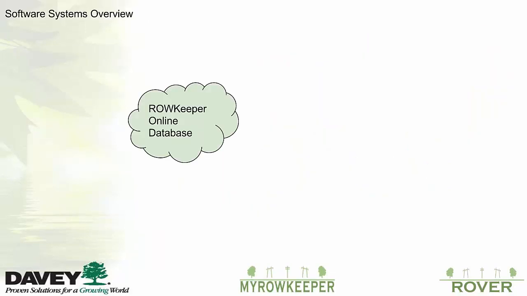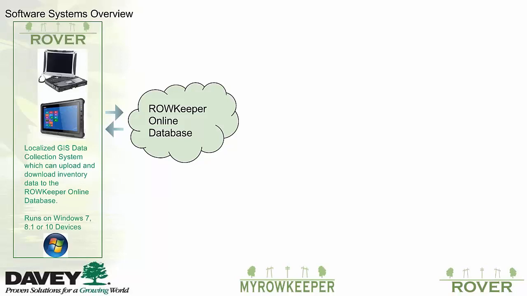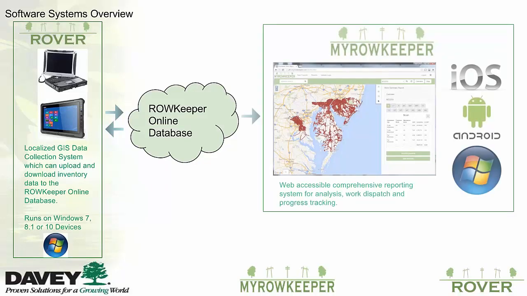So, as far as Davie software is concerned, we have this idea of this myRowKeeper online database. We have this field data collection system that's called Rover. It runs on Windows tablet computers, and it can communicate up and down with that online database. And then the higher level people and users can log into the myRowKeeper website, and they're able to then access all that information that's being collected in the field.